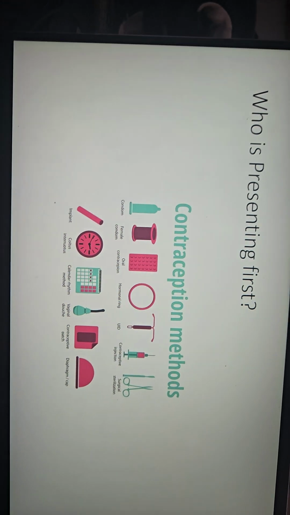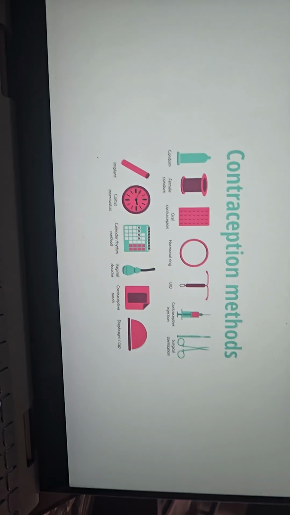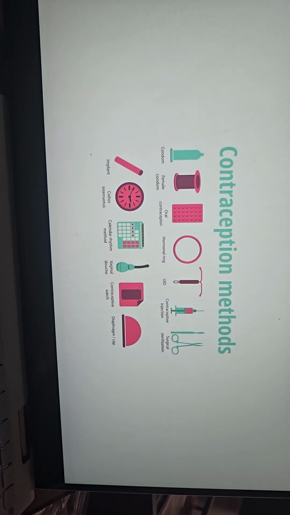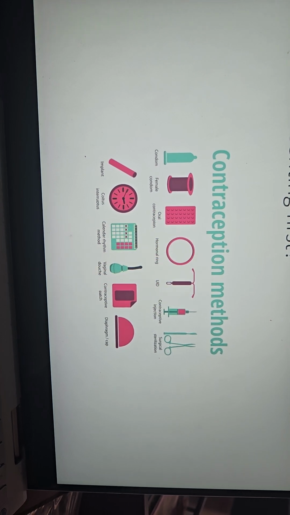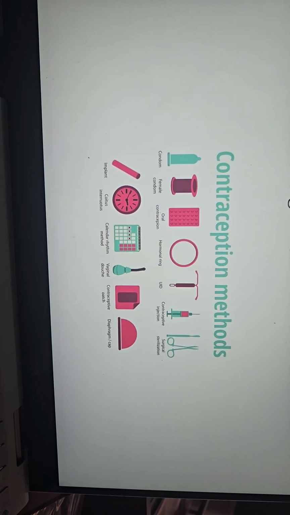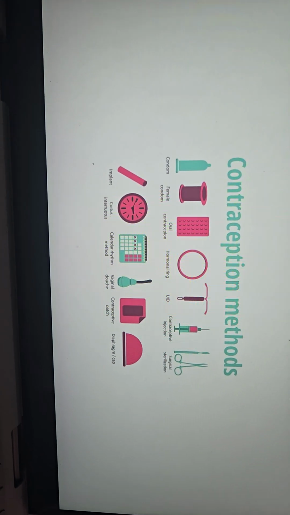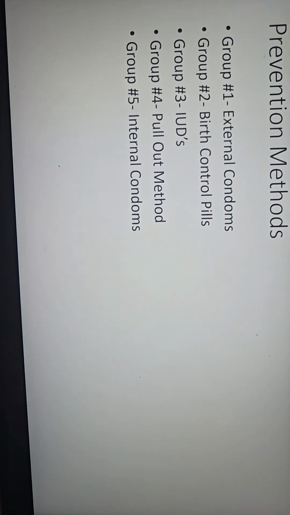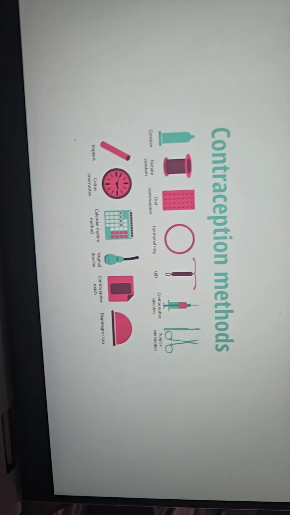All right, so there's that. And then there's the who is presenting first. And at the end there, I just threw in a little picture of some contraception methods, and I made sure to include some that I did not put in before. That way, in case students wanted to go with a different one instead of the 5 I had at the start there, they had some other options. And yeah, that's that.